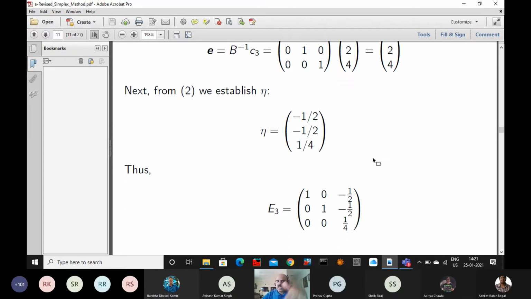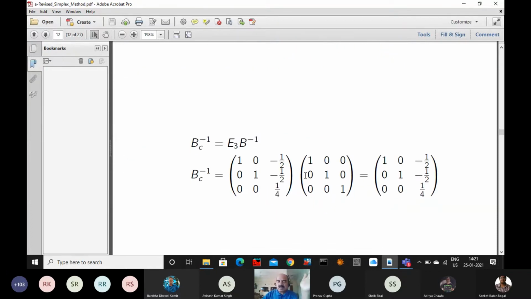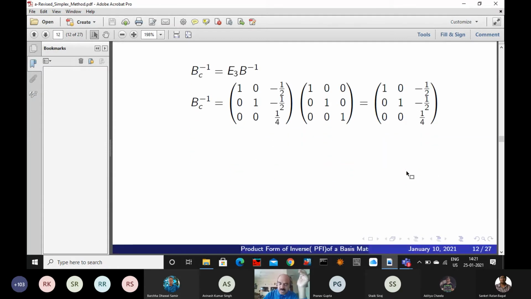This is how we got E3. In E3, the first column is the same, the second column is the same, and the third column we replace with eta. So this becomes the inverse of BC. If you multiply the identity matrix, it is the same, so there is no difference. In the first stage there is no difference, but in the second stage there will be. Now we'll discuss how we'll proceed for the computation.